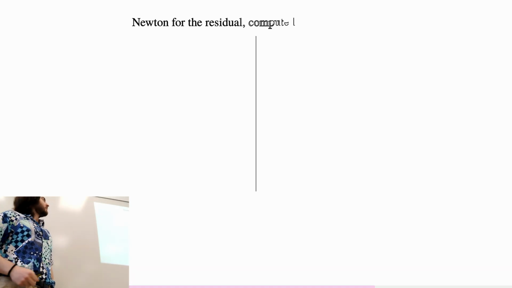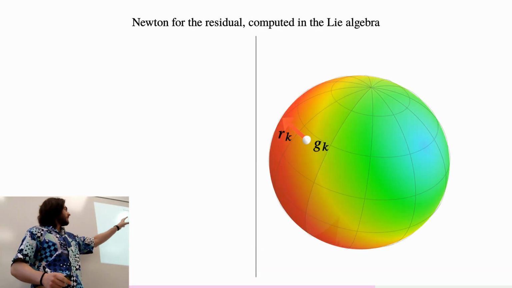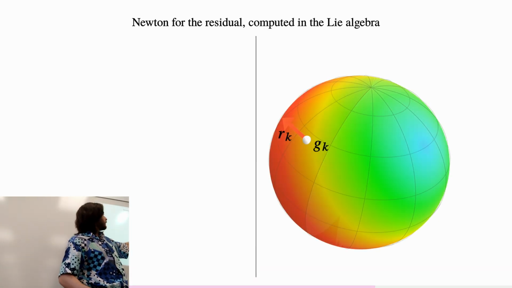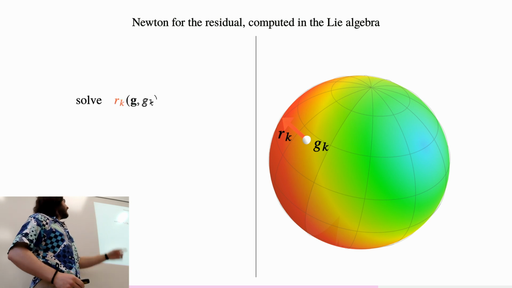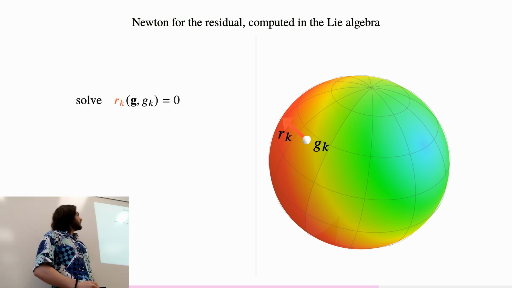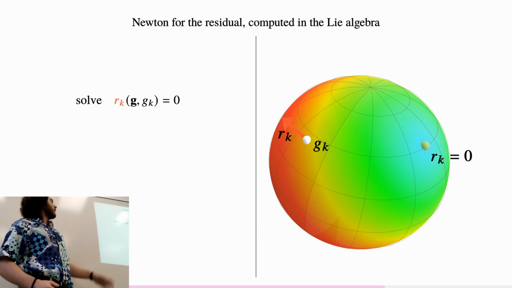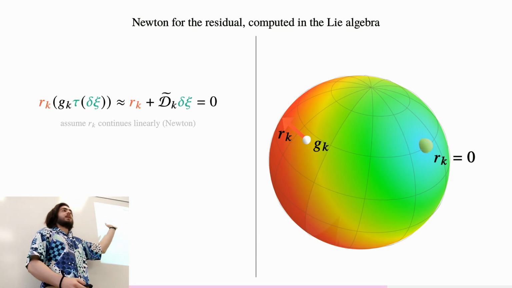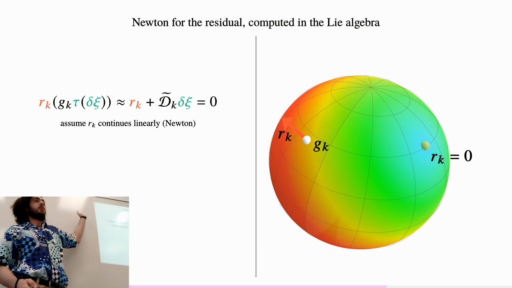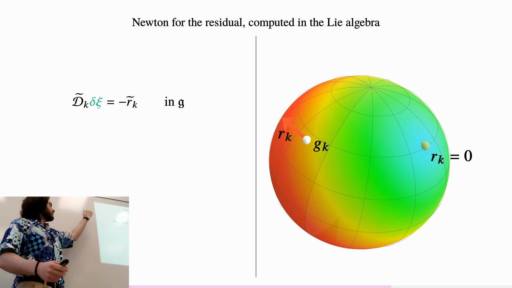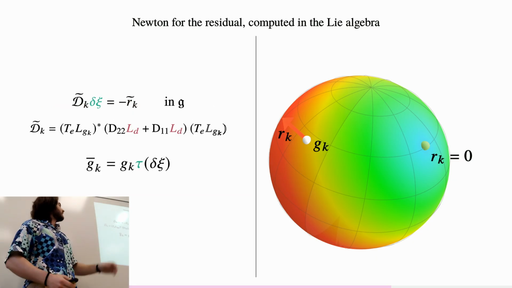To see how this applies to the Newton step specifically, we're going to have here an example. So this is kind of our manifold with the residual coloring. The idea is that we want to solve the residual being 0. The solution is right there. So, analytically, what we're going to do is assume that the residual kind of changes linearly. And if we solve for this, we're going to find that we have some expression for this decay and then some update function.